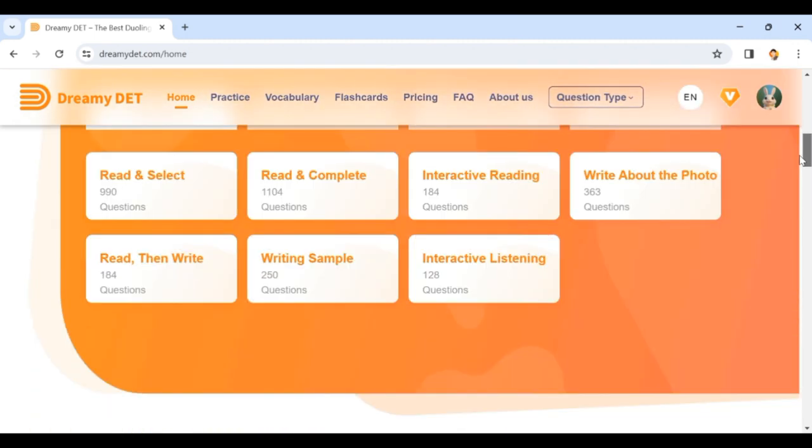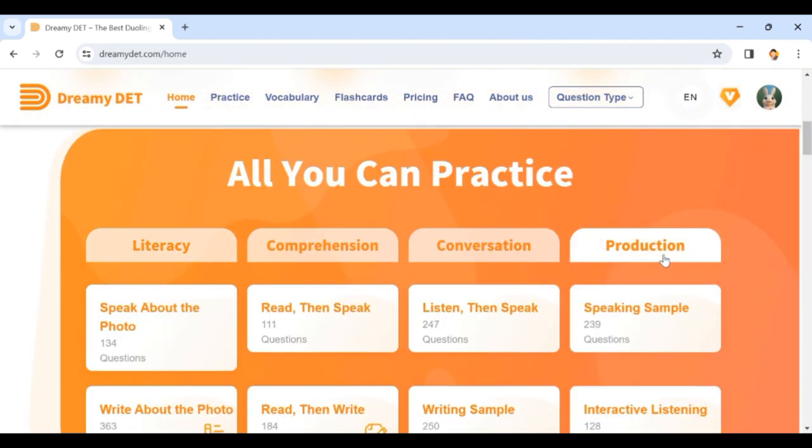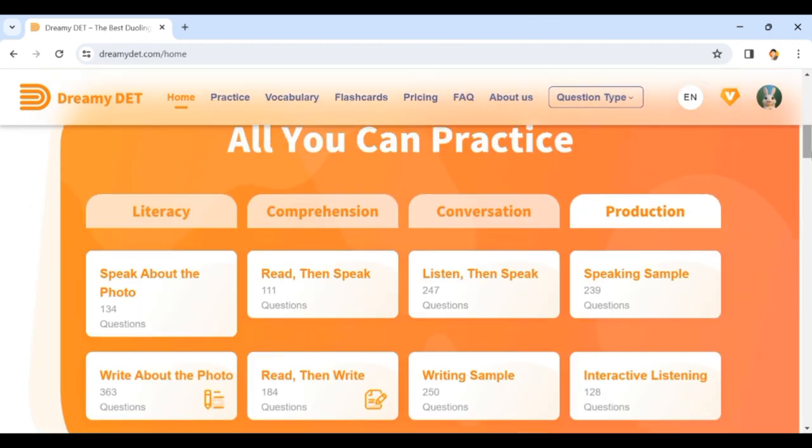There is a section for the production of the Duolingo English Test, and as I mentioned, the 8 question types which contribute toward your production score. Here you can see all the 8 question types, which are speak about the photo, read then speak, listen then speak, speaking sample, write about the photo, read then write, writing sample, and interactive listening. The best part is that you can practice hundreds of questions for each and every question type regarding the production of the Duolingo English Test.